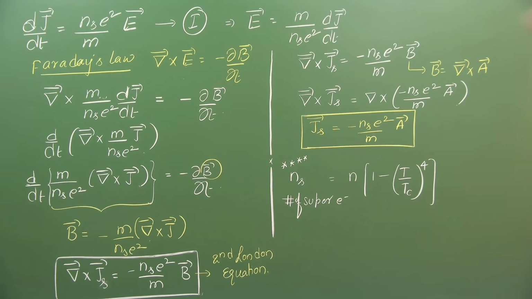One is dJ by dt, another is the curl of J. So one is related to the electric field, another is related to the magnetic field. That constant is the same, but one is a plus, another is a minus: ns e square by m.